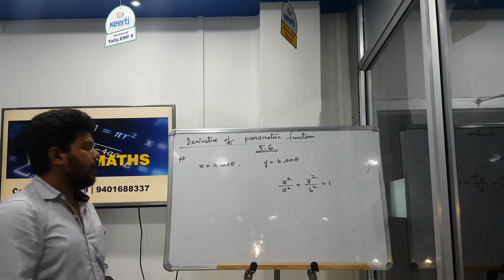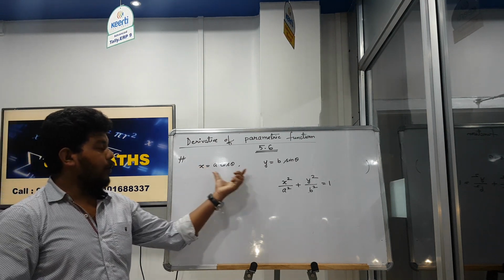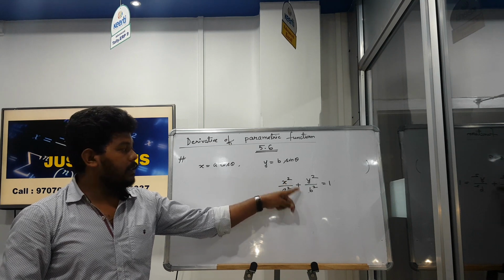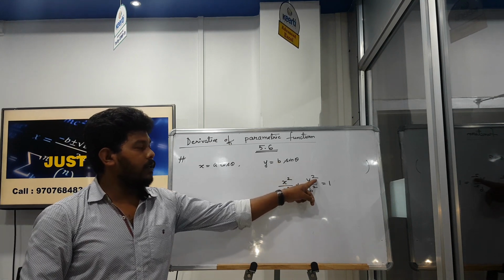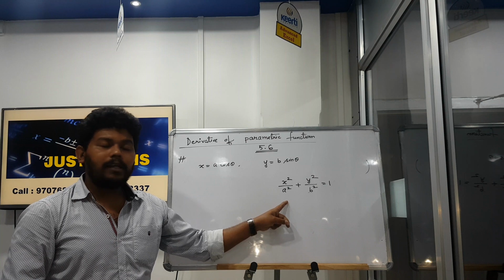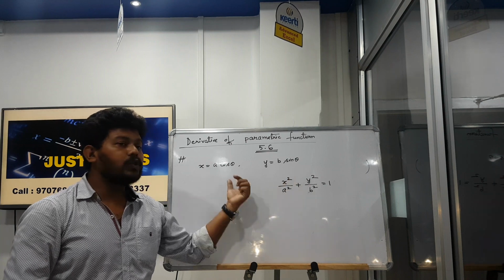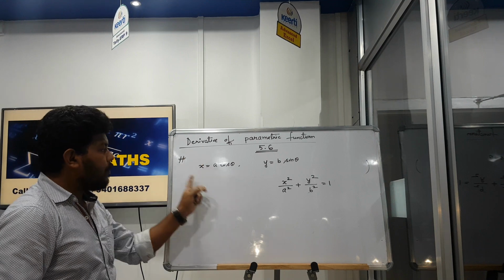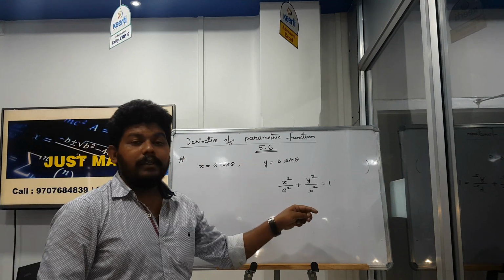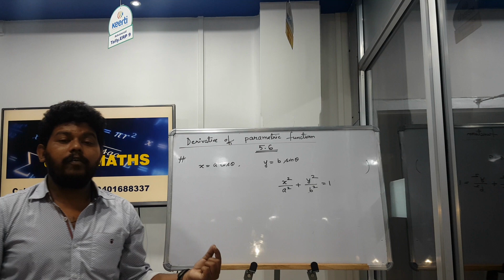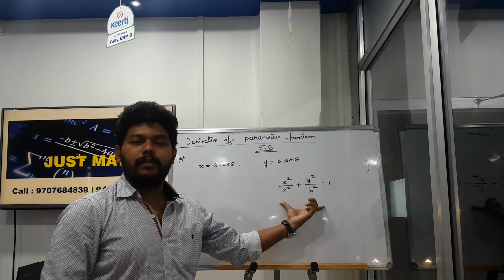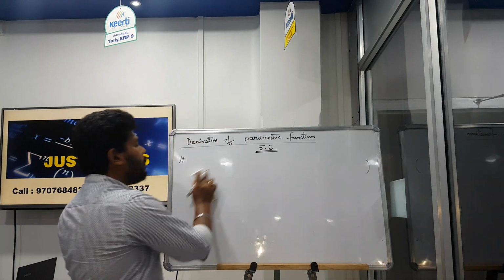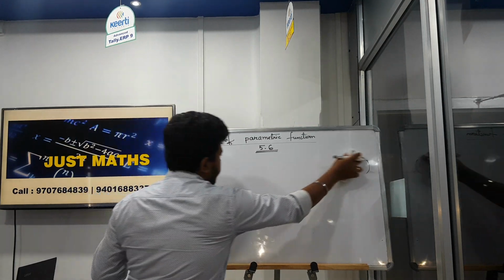If you say x square by a square plus y square by b square is equal to 1, then if I put x equal to a cos theta, it will be a square cos square theta plus b square sin square theta. A square cancels, b square cancels, you are getting cos square theta plus sin square theta, which is equal to 1. This parametric form will represent the coordinates of an ellipse. Every parametric form represents a function.